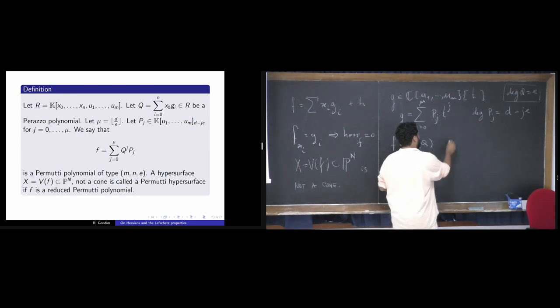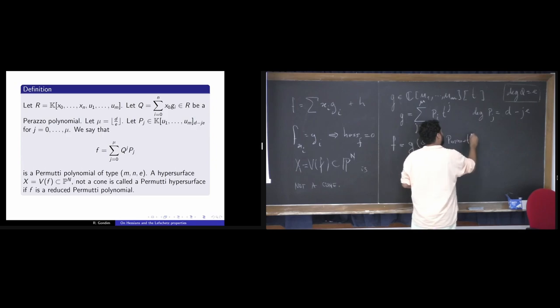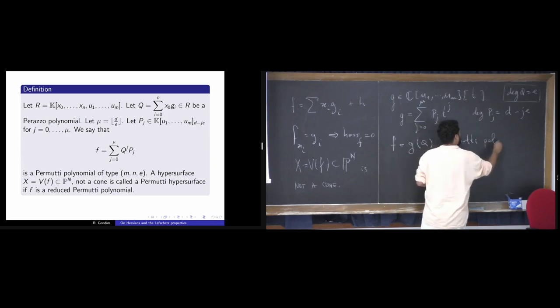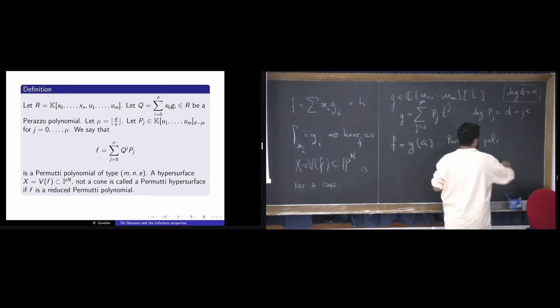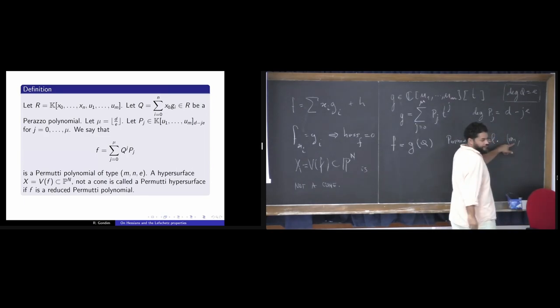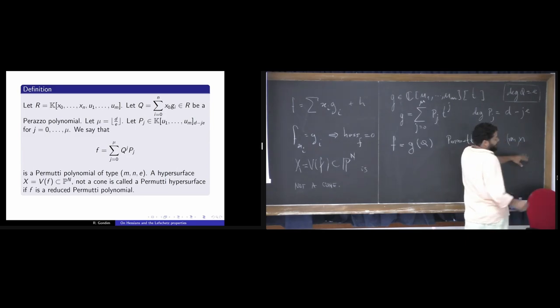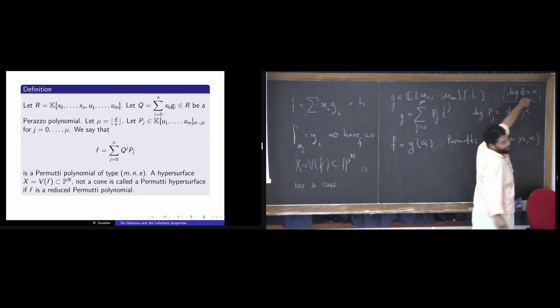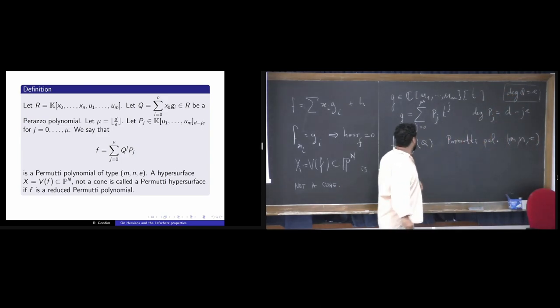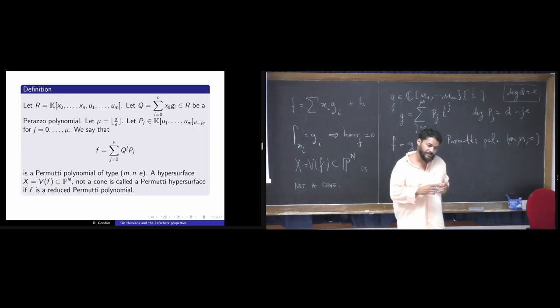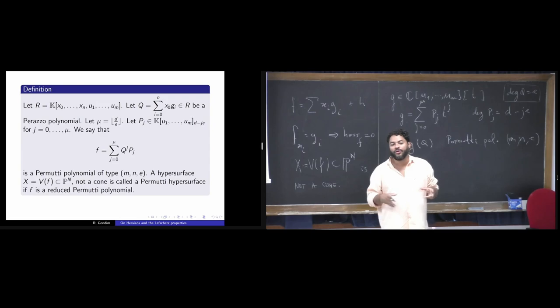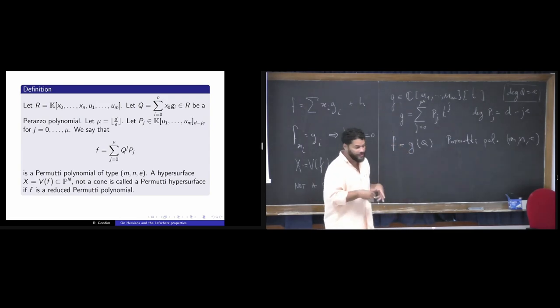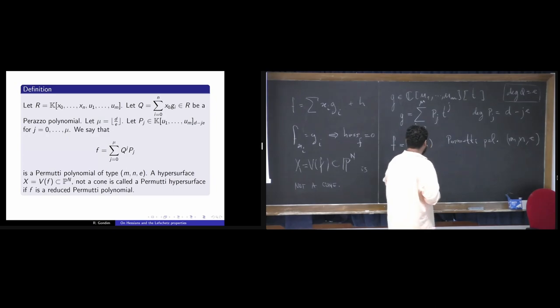We call F a Permuti polynomial of type n, the number of u variables, n, the number of x variables, e, the degree of the original Perazzo polynomial that will be put inside G. So the Perazzo polynomials are kind of the building blocks of the classical constructions of forms with vanishing Hessian.